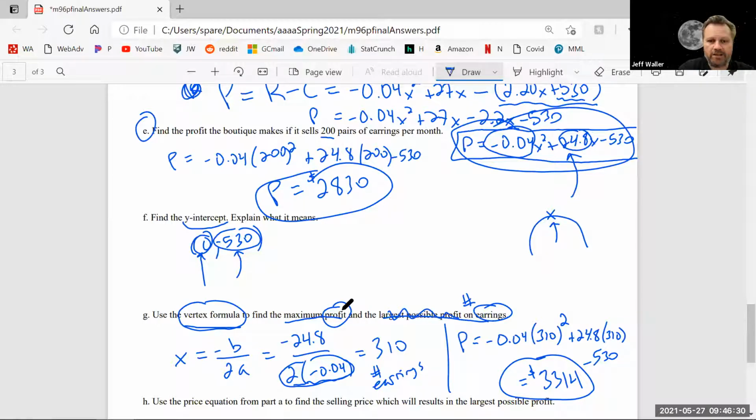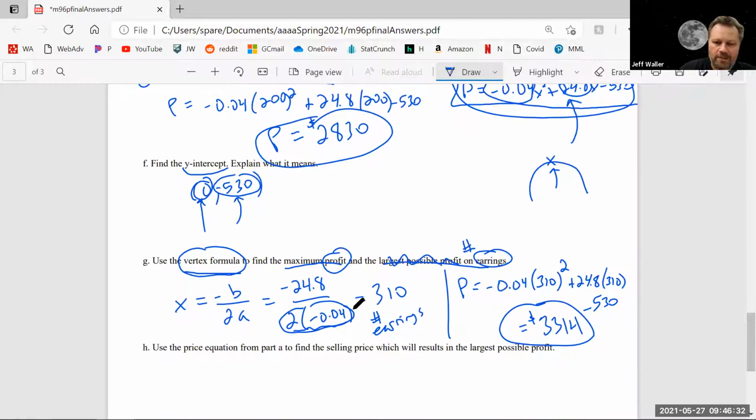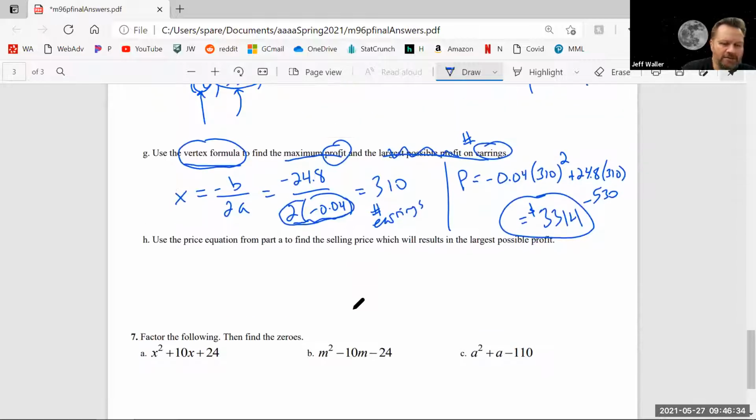All right, guess what? We're not even done with this problem yet. Oh my God, this problem just won't die. All right, use the price equation from part A. Didn't we figure out how many earrings we want to sell? Wouldn't it make sense to go back then and figure out what the price point is? In order to sell 310 earrings, what should we make the price of each pair of earrings?